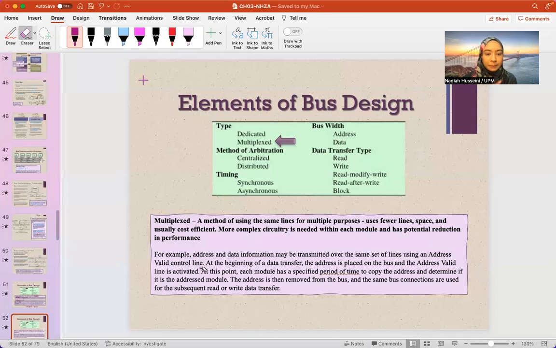Okay, so for example, address and data information may be transmitted over the same set of lines using an address valid control line. So this is our bus. At the beginning of the data transfer, the address is placed on this bus and the address valid line is activated. Okay, so this is our bus. I'm not going to draw because my drawing is pretty bad. This is our bus. So at this point, each module has a specified period of time to copy the address.